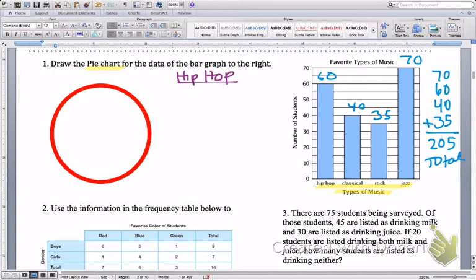And I know for hip hop, there are a total of 60 students out of 205 students. And I'm going to go ahead and divide that. And that is approximately 29%. I'm just going to do it to the nearest whole number.